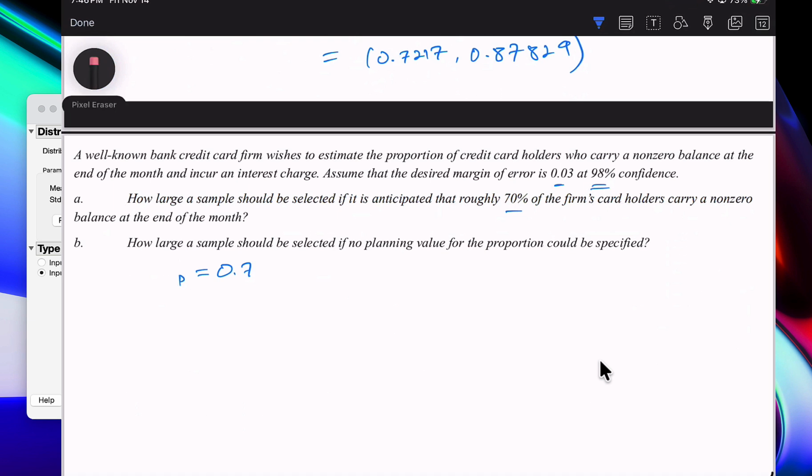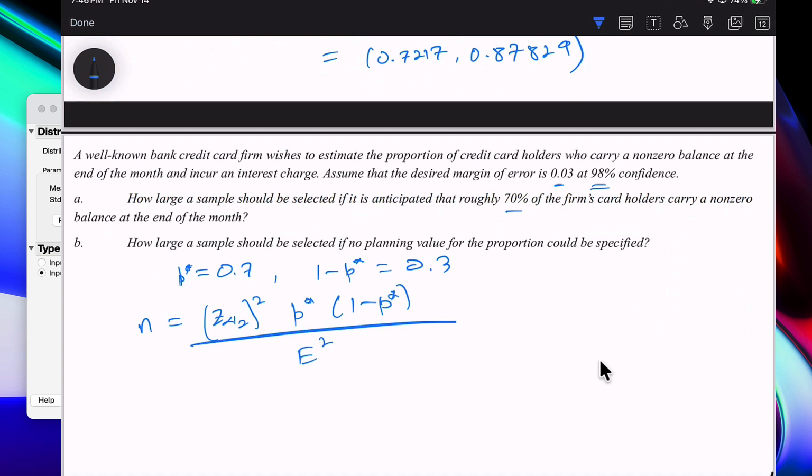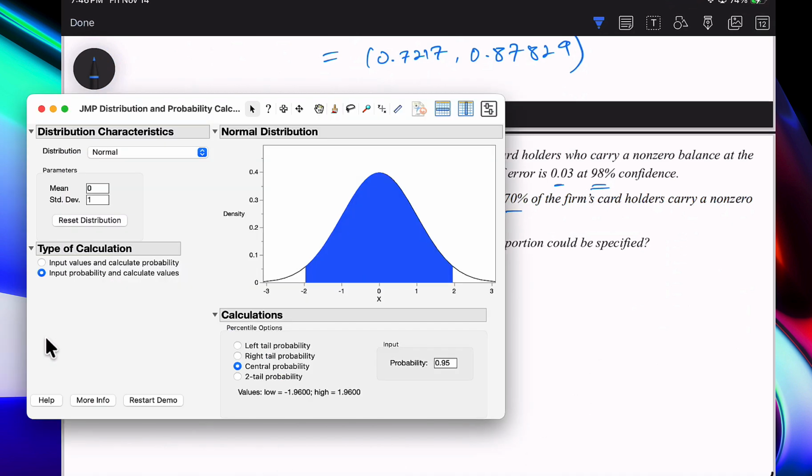In this case, I'll use P star. So our 1 minus P star is 0.3. And to get the sample size with the desired margin of error, our formula was z alpha by 2 squared times P star times 1 minus P star divided by E squared. And we can apply these numbers into our formula. We need our z alpha by 2. Now this is a non-standard one, 98%, but we can use JMP to calculate this again. So we want 98% central probability.